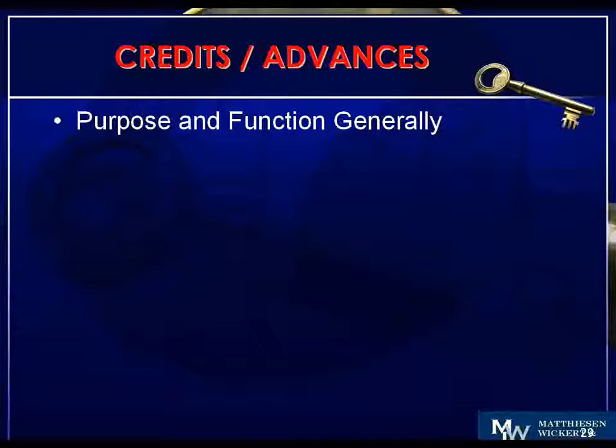Now let's look at, under credits and advances, the purpose and function generally, which is to make sure that the carrier, after a third-party recovery, can stop having to pay benefits. Because the plaintiff has now been made a millionaire, the workers' compensation carrier should stop having to pay workers' compensation indemnity and medical benefits.